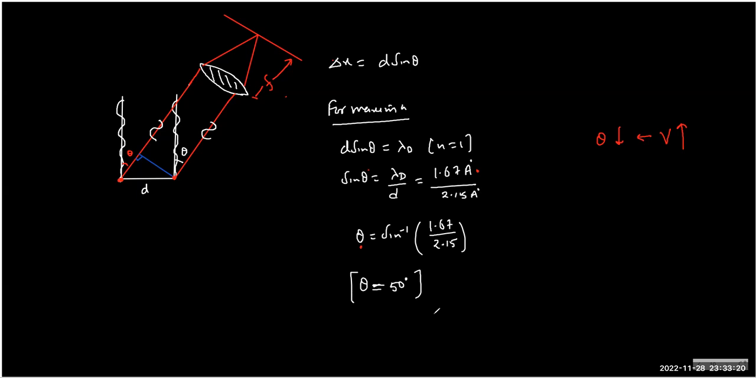So for this experimental proof, Davisson and Germer got the Nobel Prize. See? By simply solving a trigonometric equation, you can get the Nobel Prize. So now you must understand how important trigonometry is. So what is left? The last is called Compton's effect.